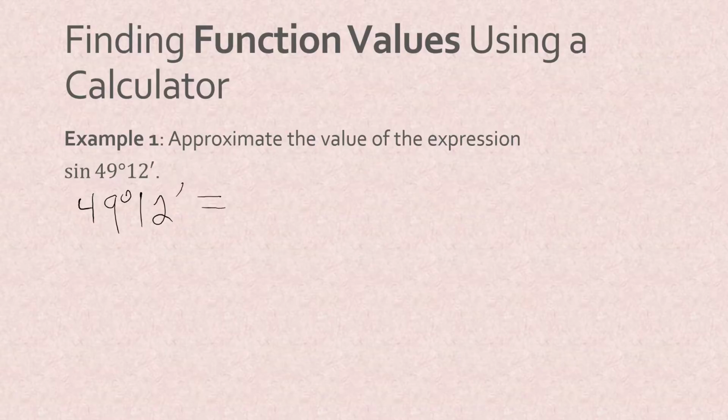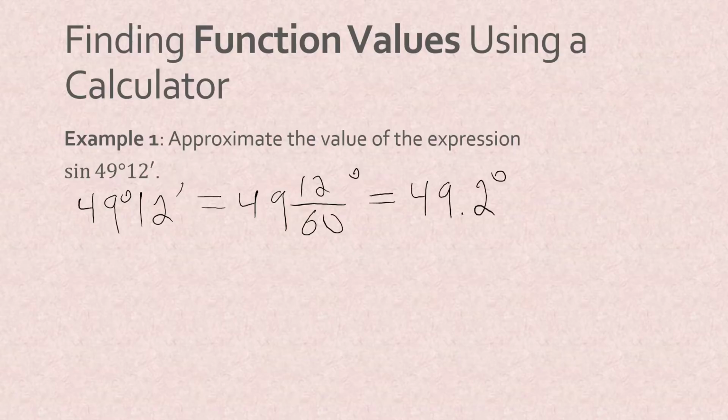Remember that there are 60 minutes in a degree, so this is really 49 degrees and 12 sixtieths of a degree, which we could simplify to be 49.2 degrees.